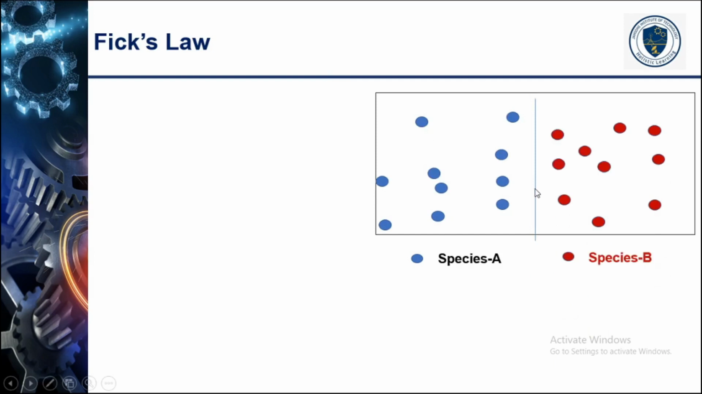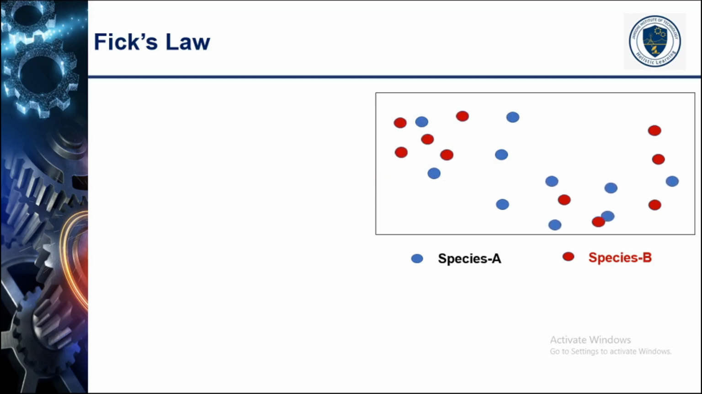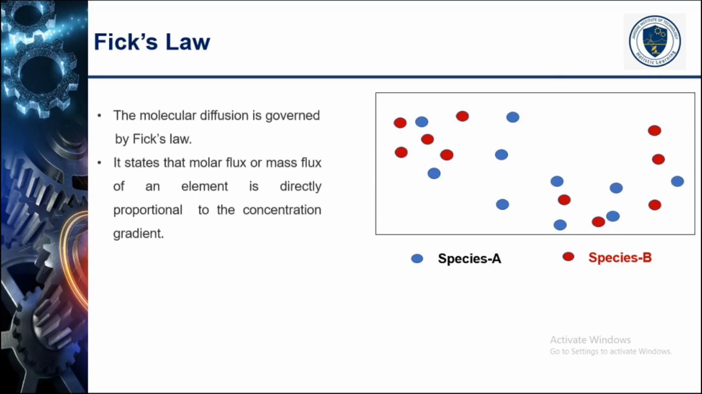Now, if the partition is removed, what happens? Due to the concentration difference, species B will move from chamber B to chamber A. In the same way, species A will move from chamber A to chamber B. This mass diffusion continues until the steady state is achieved. This phenomenon is governed by Fick's law.